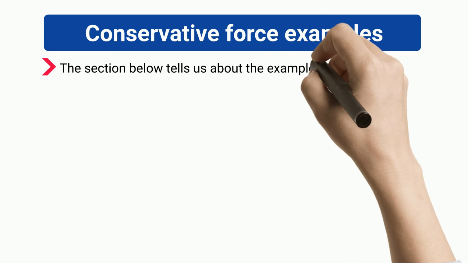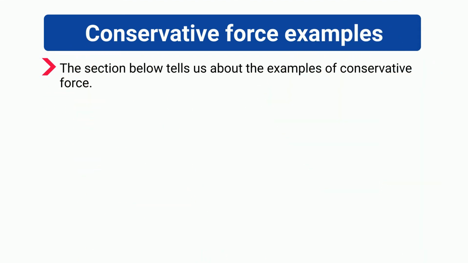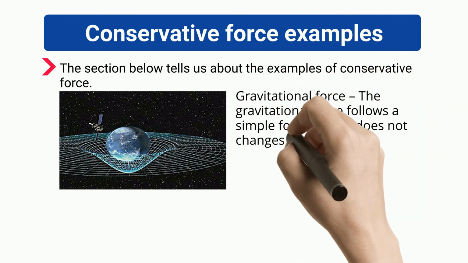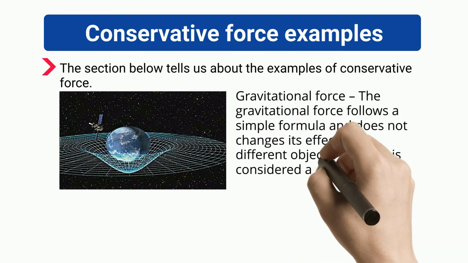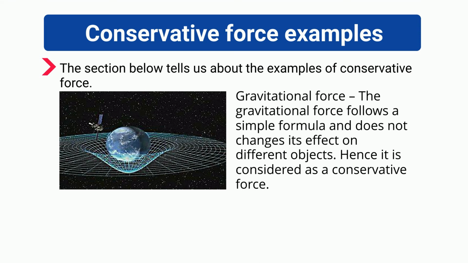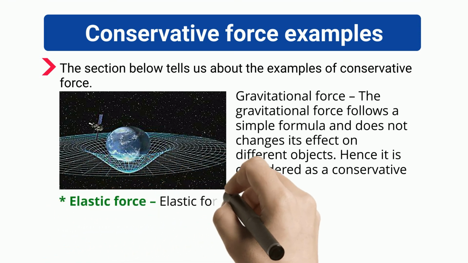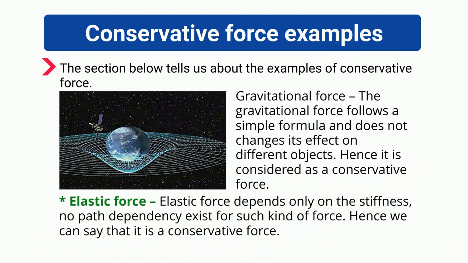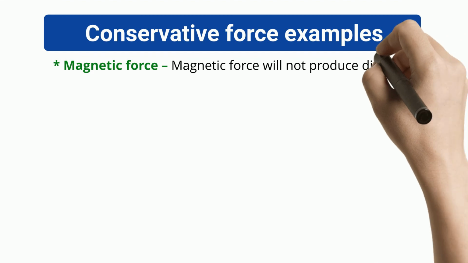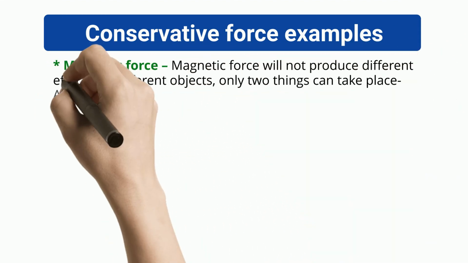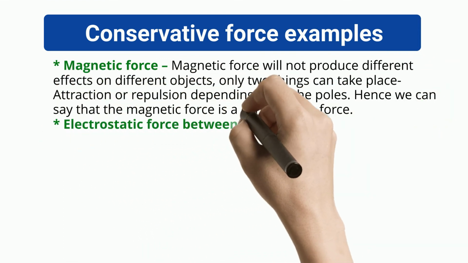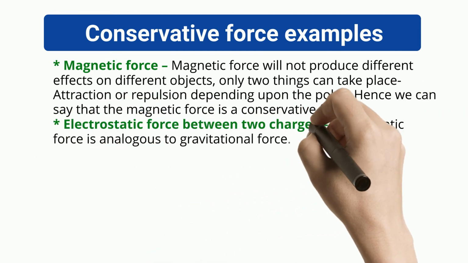Conservative force examples. The section below tells us about the examples of conservative force. Gravitational force. The gravitational force follows a simple formula and does not change its effect on different objects. Hence it is considered a conservative force. Elastic force. Elastic force depends only on the stiffness, no path dependency exists for such a force. Hence we can say that it is a conservative force. Magnetic force. Magnetic force will not produce different effects on different objects, only two things can take place: attraction or repulsion, depending upon the poles. Hence we can say that the magnetic force is a conservative force.